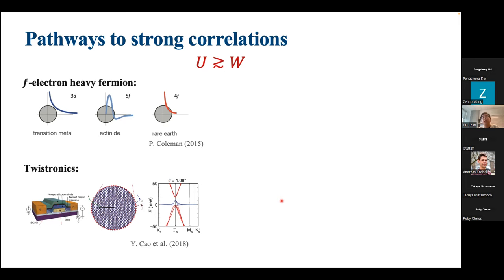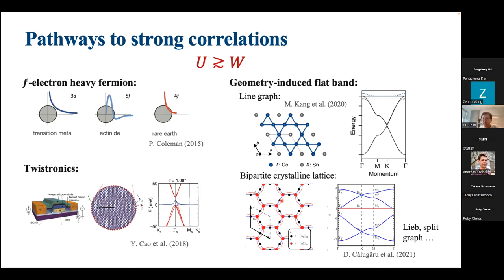The third example, which is also going to be the focus of my talk today, is the geometrically induced flat band system. The most well-known example is the kagome lattice. Because of the geometric frustration, we can obtain this flat band either on top of the whole band structure or on the bottom of the band structure. It depends on the details of your parameter tuning.